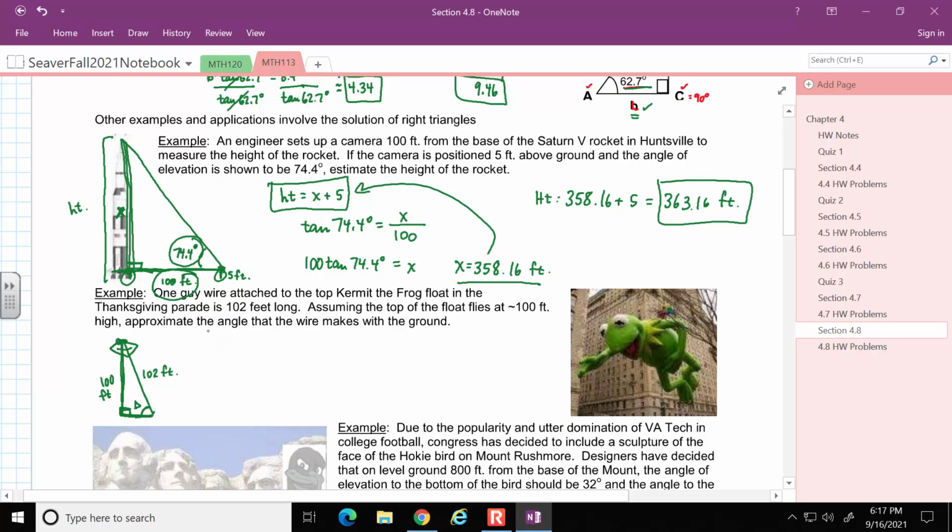So I have delta. How am I going to figure out delta given this triangle though? I would use sine, right? Because opposite my delta angle here is 100 feet, and the hypotenuse, which is opposite my 90 degrees, is given to me. So I've been given the opposite side and the hypotenuse. So I'm going to say the sine of delta, in this case, is going to equal 100 over 102. Okay?